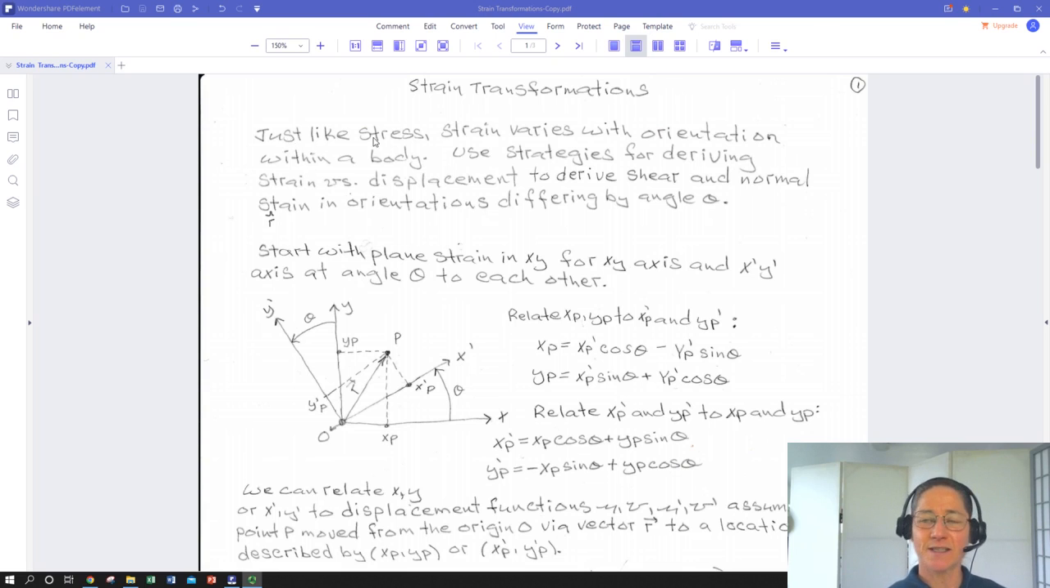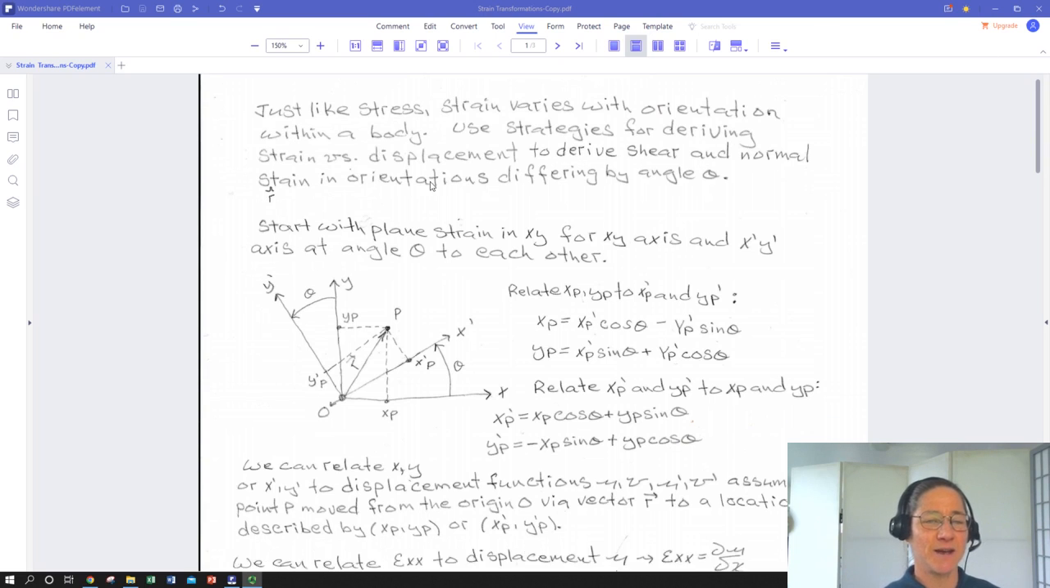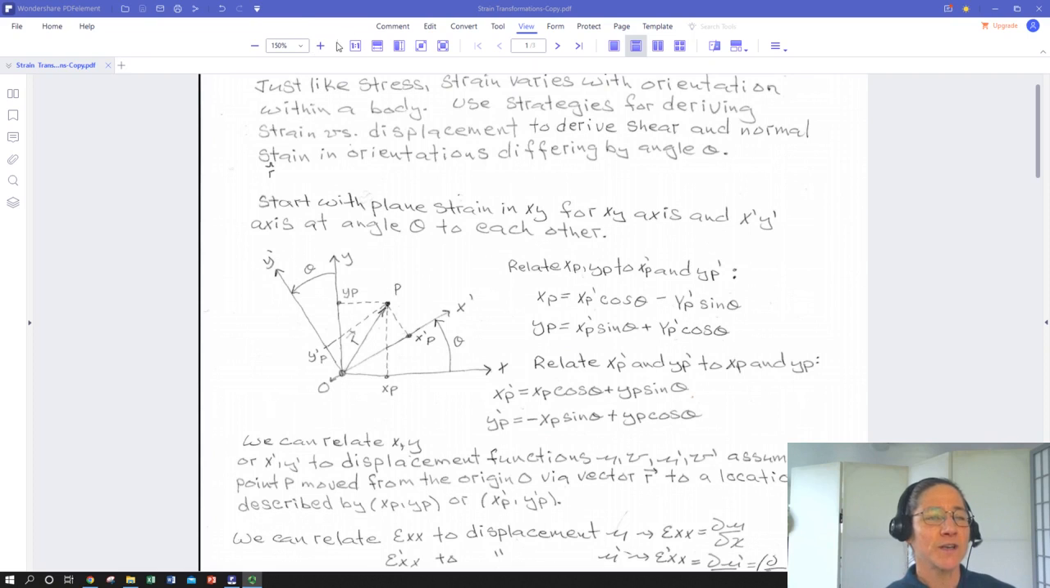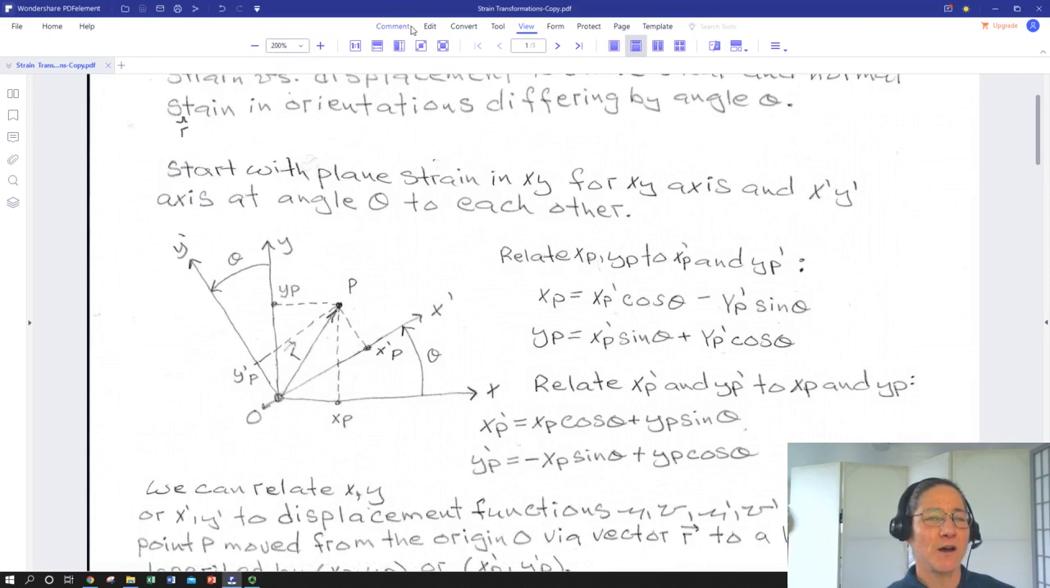So we're just going to step through some steps here and start deriving first the strain transformation relationship the way we did with stress, and then we use an example to go over how the Mohr circle applies once we set it up. So we're going to start with just simply a rotated coordinate system.